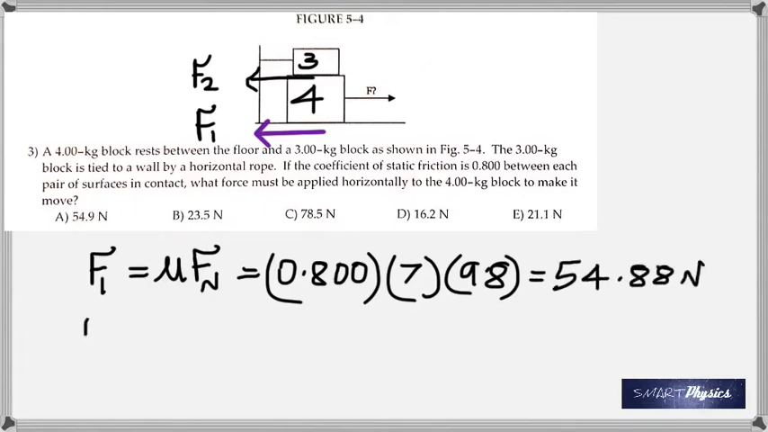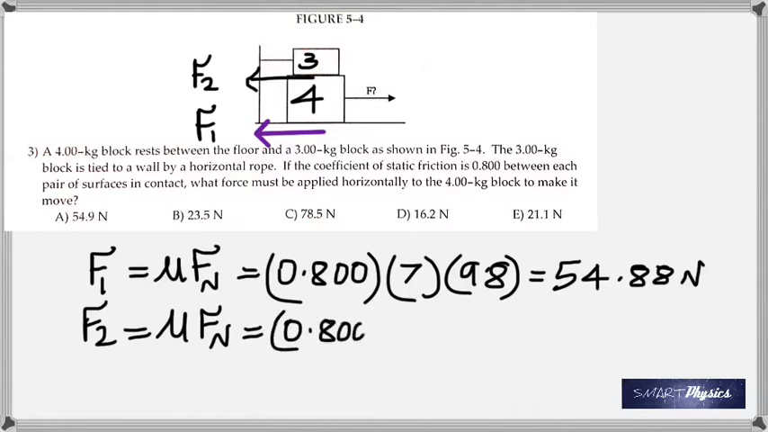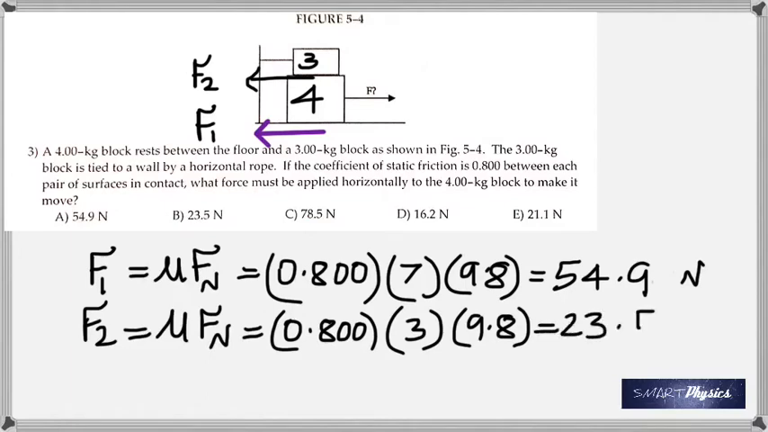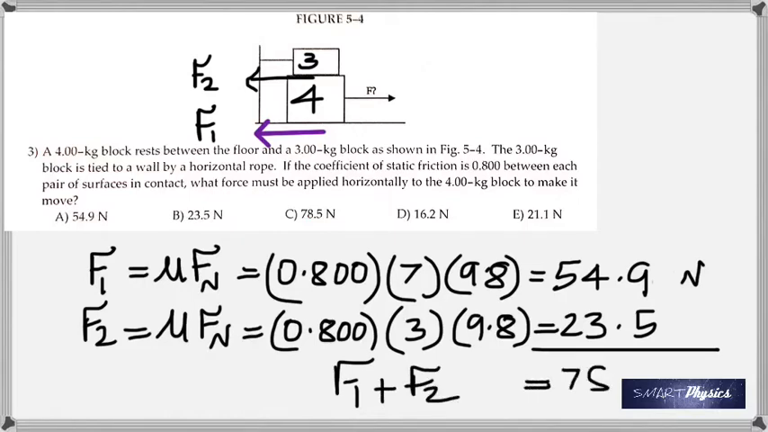This is 54.88 Newton. But when you look at this point, the normal reaction here is only the weight of the 3 kilogram. That's going to be the normal reaction here. Okay, so that's 3 times 9.8, which gives you 23.5. So the total applied force must be the sum of the two, which gives 78.4 Newton. That's clearly understandable.